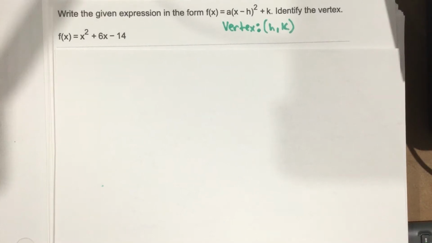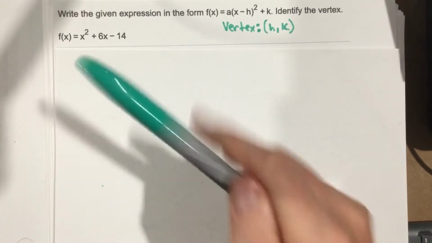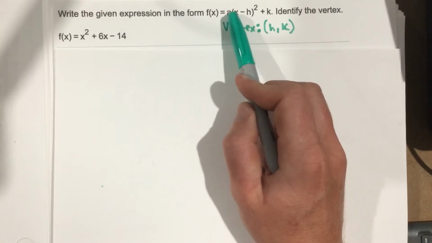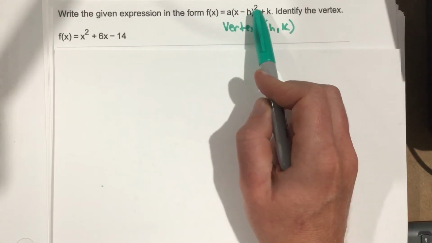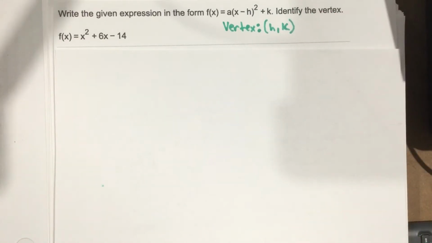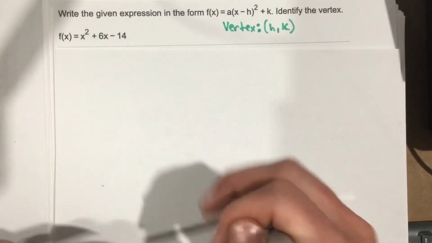This is problem number 3 from section 3.1. In this problem, they say write the given expression in the form f of x equals a times (x minus h) squared plus k. Identify the vertex. And they give us a quadratic right here.